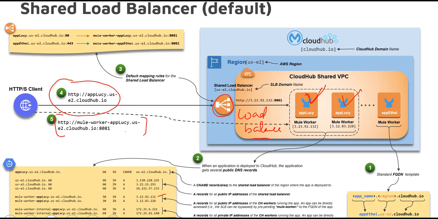Now, again, the same DNS record will be scanned, and this record is actually getting resolved to an IP address. So this time, randomly, one of the IP addresses will be picked up and your job will be done. So here we cannot guarantee load balancing if I directly hit the Mule worker. Okay, hope all five points are clear.